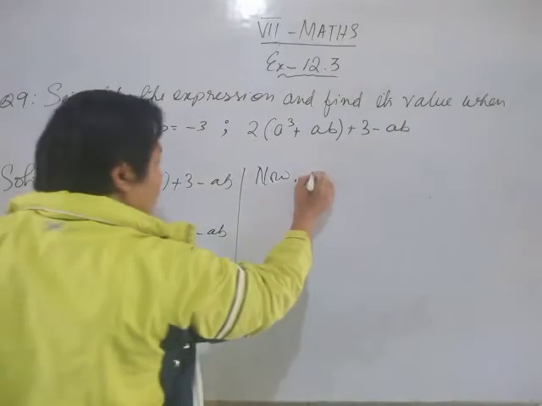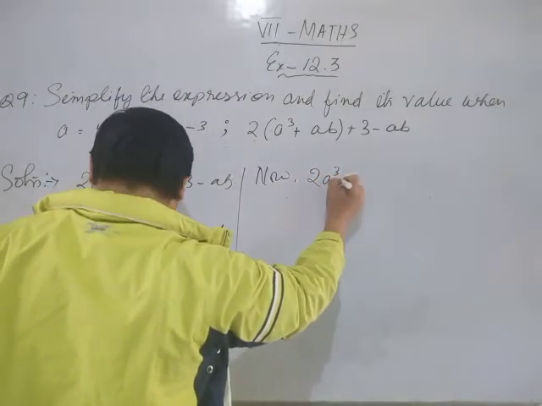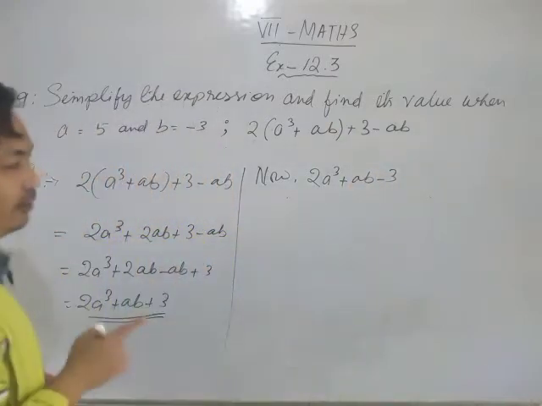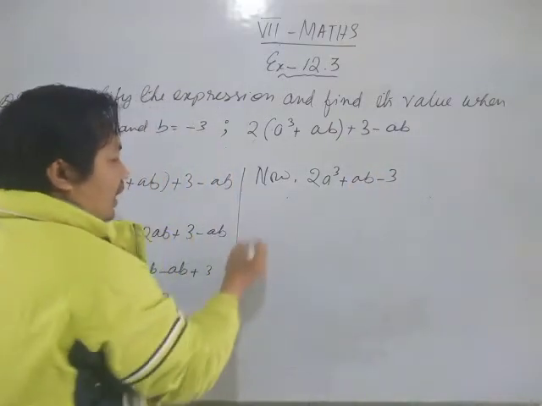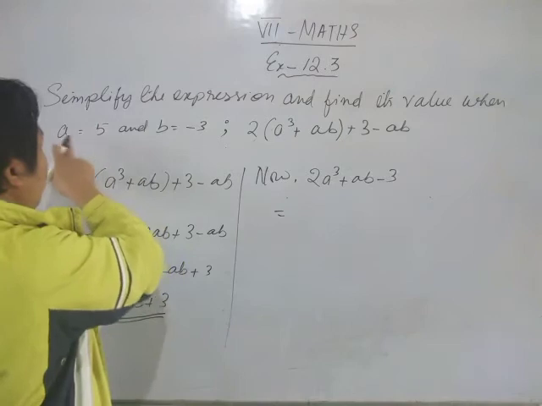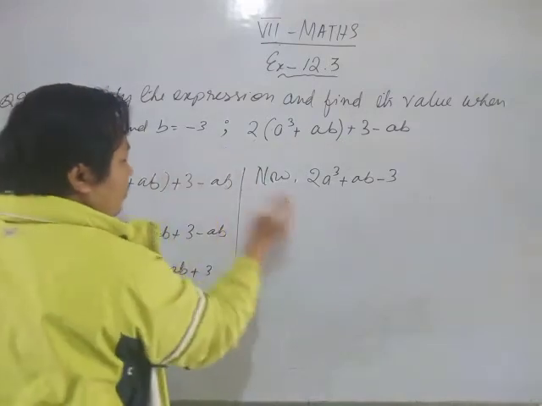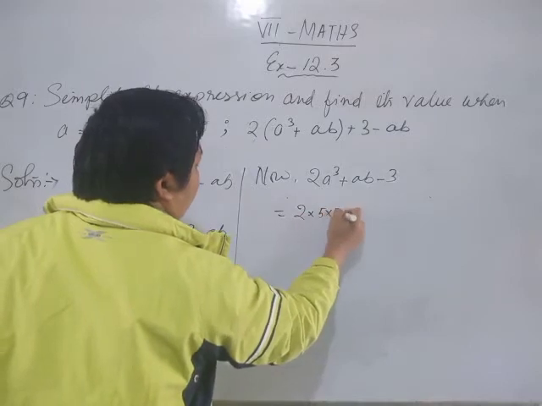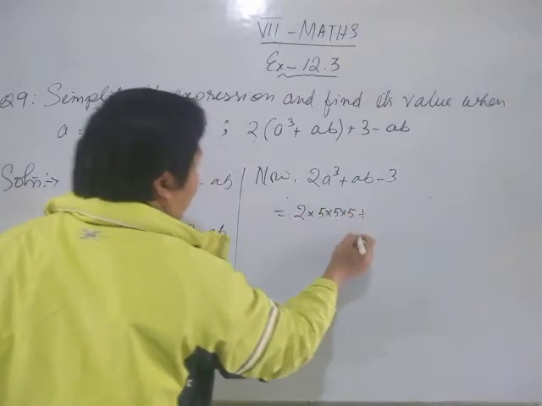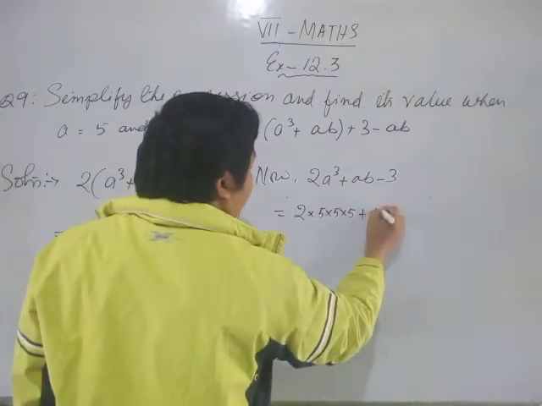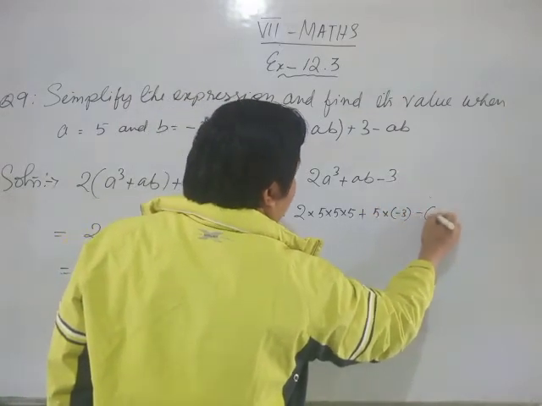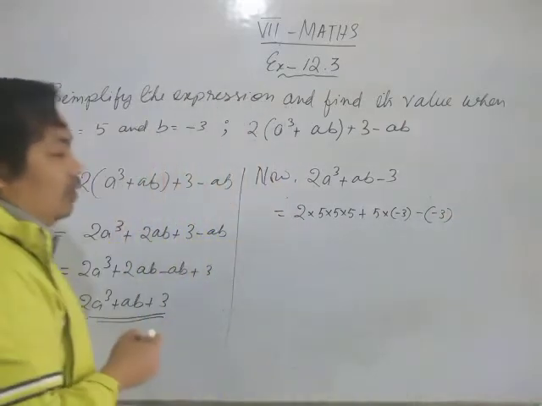Now we have: twice a cube plus ab minus 3. So we are going to find out the value of this expression. Now, when a is equal to 5 and b is equal to minus 3, then 2 into 5 into 5 into 5 plus ab, a is 5 and into minus 3, b is minus 3. Then minus 3.